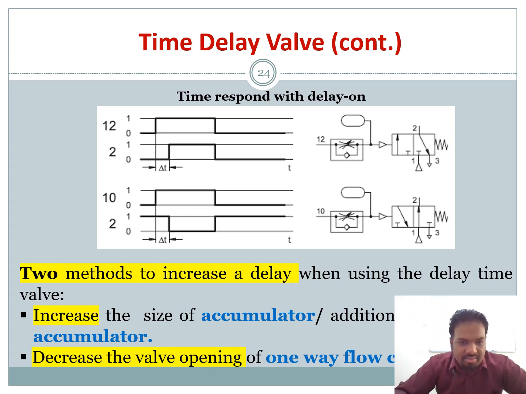The second way of increasing the delay is by decreasing the valve opening. You have a one-way flow control valve, so if you decrease the valve opening, it will cause a delay because the flow will be reduced.